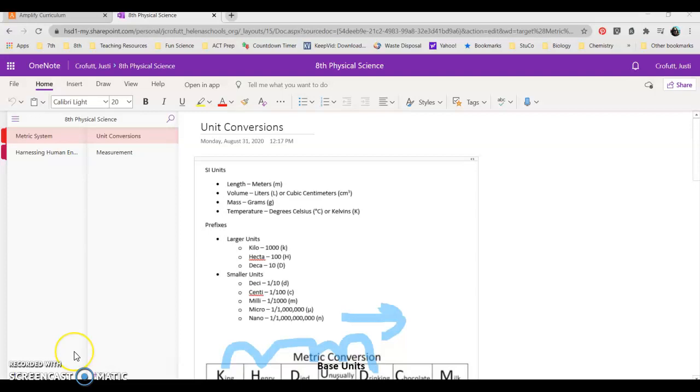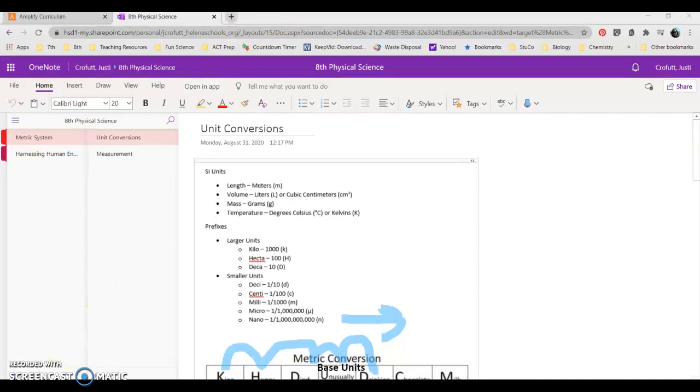Today we are going to start our first Amplify lesson and our first Amplify unit. But before we begin that, I just wanted to show you guys how we will be setting up our notebook for all of our Amplify lessons.